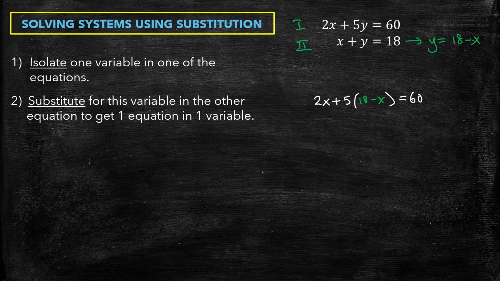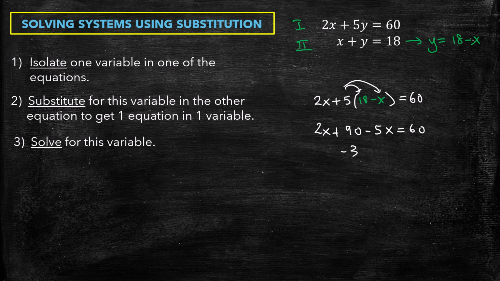So what do we do next? Well, we know how to solve that. So we're going to solve for this variable. So 2x plus, we distribute 5 in. So 90 minus 5x equals 60. And we'll continue to solve. Negative 3x plus 90 equals 60. Negative 3x equals negative 30. And x equals 10. Oh, right. That's what we got in the graphical approach.